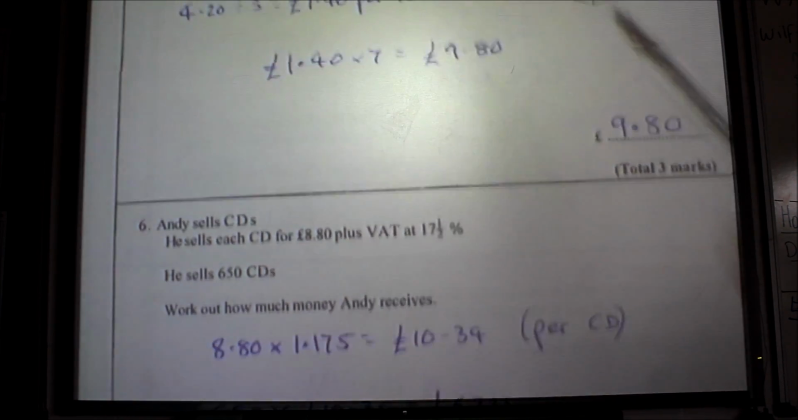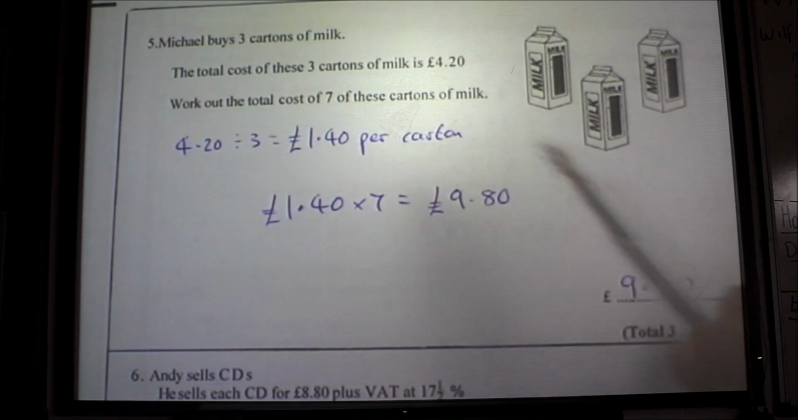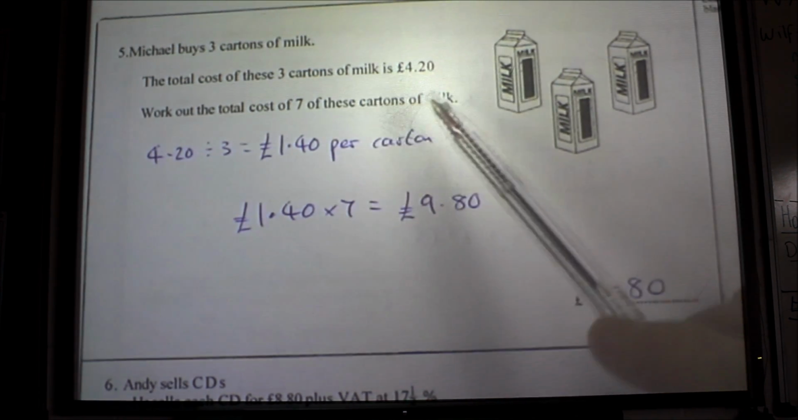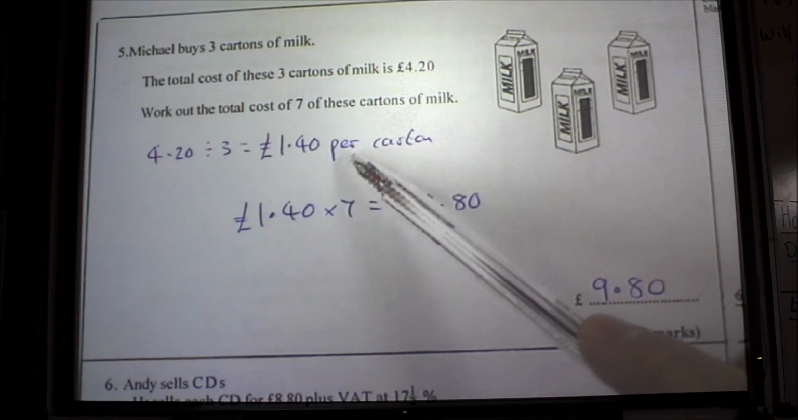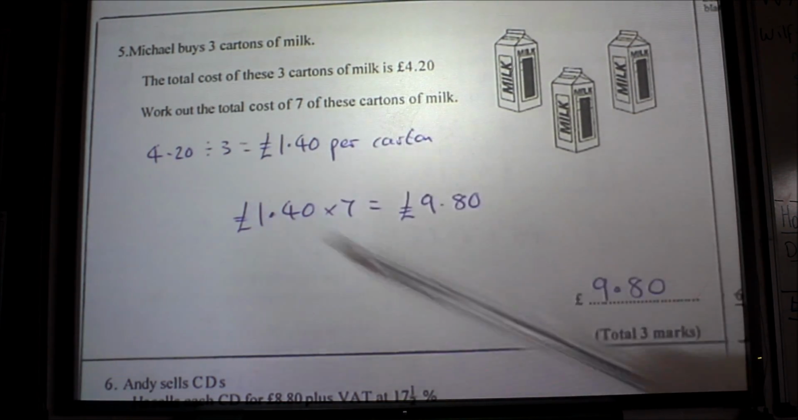Question number 5. Michael buys 3 cartons of milk. The total cost of these cartons of milk is £4.20. What's the cost of 7 cartons? I've divided it by 3 to work out the cost of 1 carton, which is £1.40. Then I multiplied it by 7 to give me £9.80.